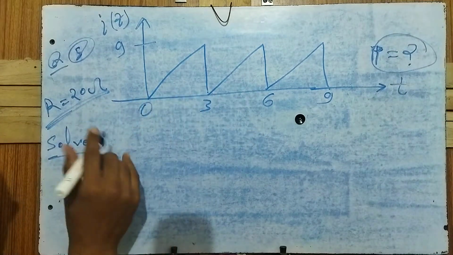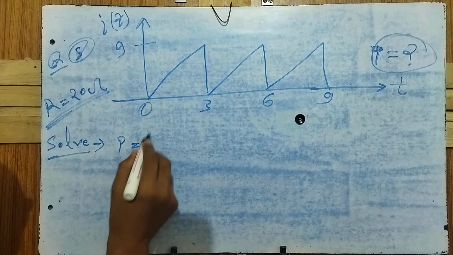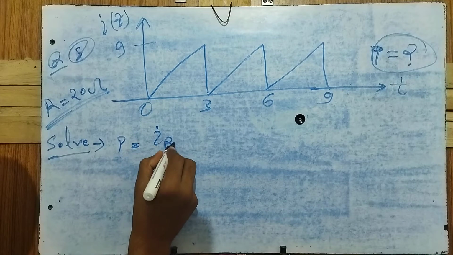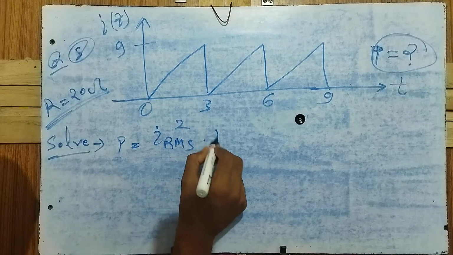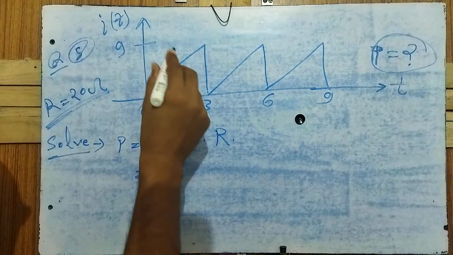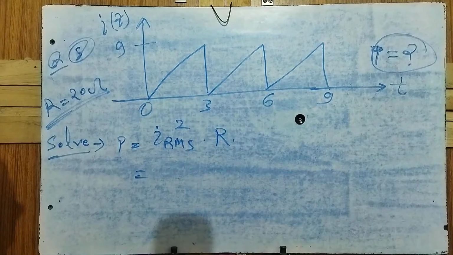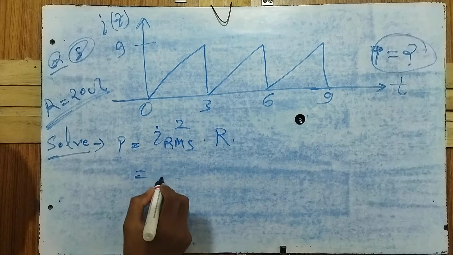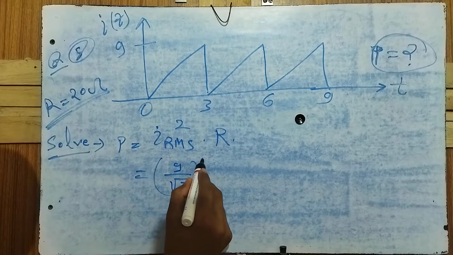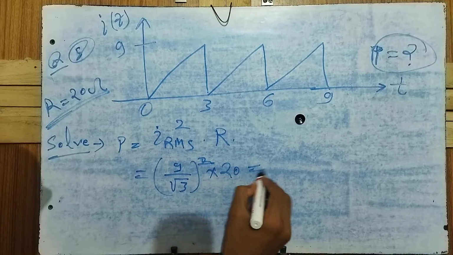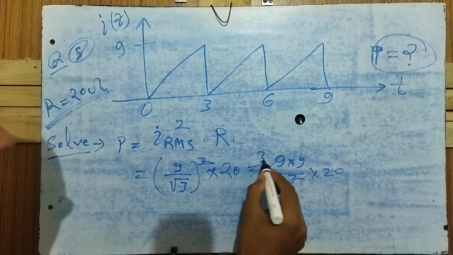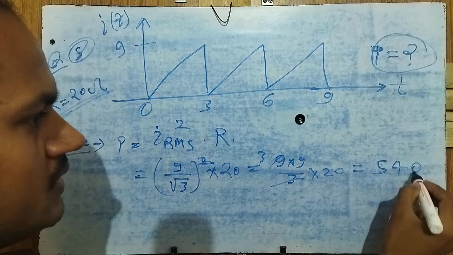So in these types of cases, P will be I squared R. What is the value of I? I is IRMS, so IRMS squared into R. Very simple. We know that IRMS is Im by root 3 for the sawtooth pulse. Right? So IRMS is 9 by root 3, squared, into 20. So 9 into 9 divided by 3, into 20: 27 times 20 means 540.